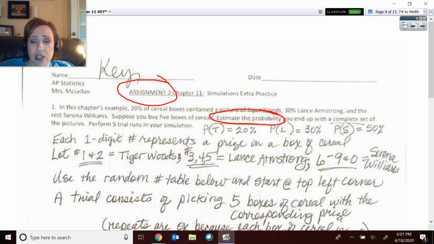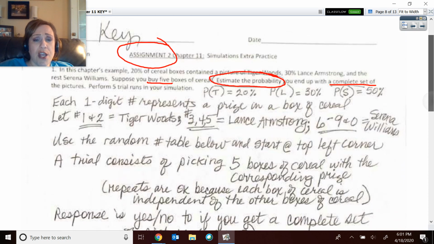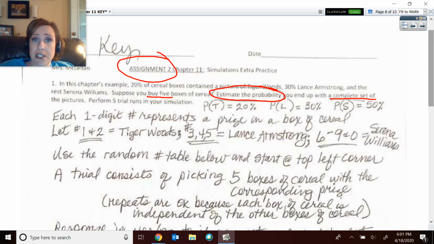So we're going to look at the 5 boxes. So every trial was look at 5 boxes, look at 5 boxes, look at 5 boxes. And then our response would be yes or no, as to if you got the complete set of pictures. All right. So in this case, we could let each one-digit number, and we could use one-digit numbers because our probabilities were just in the tens, 20%, 30%, 50%.